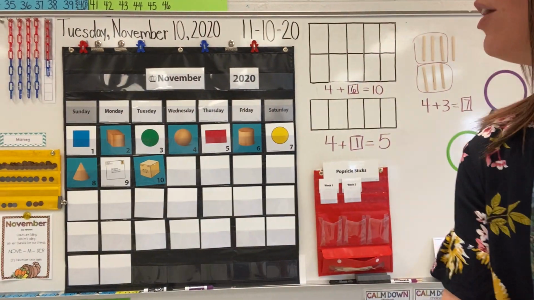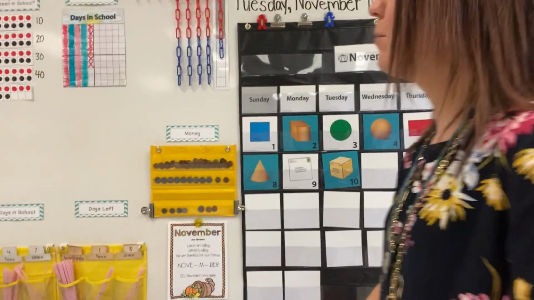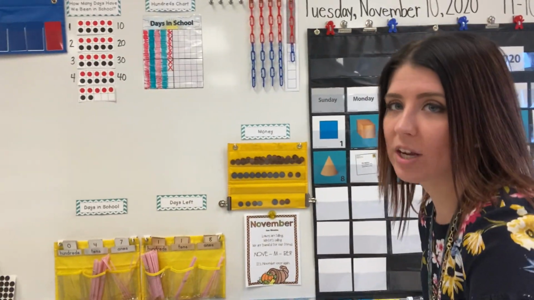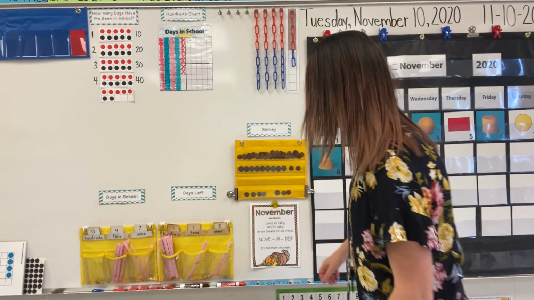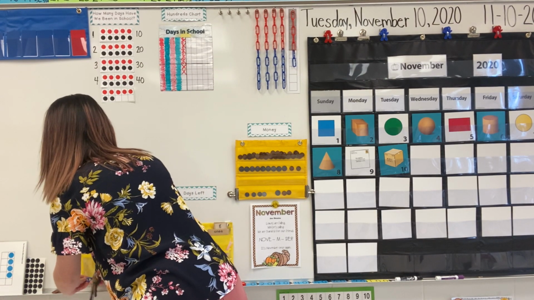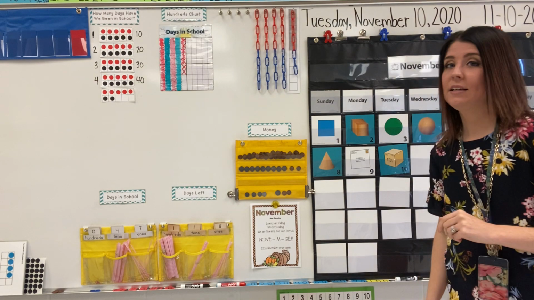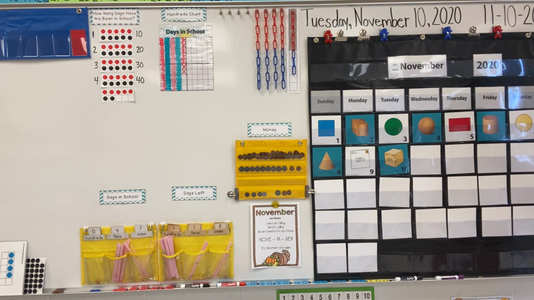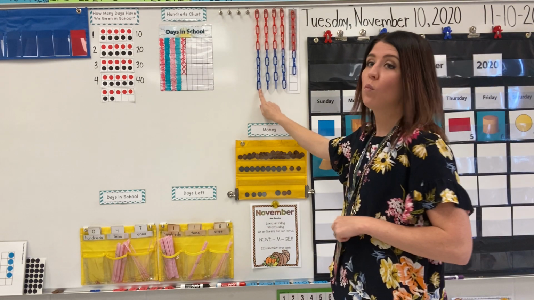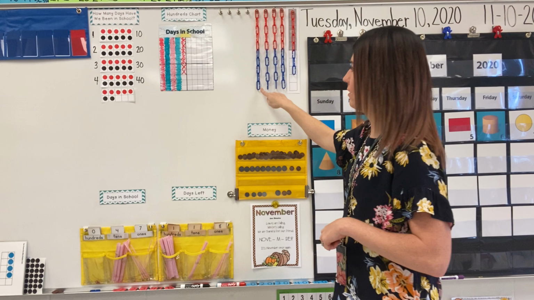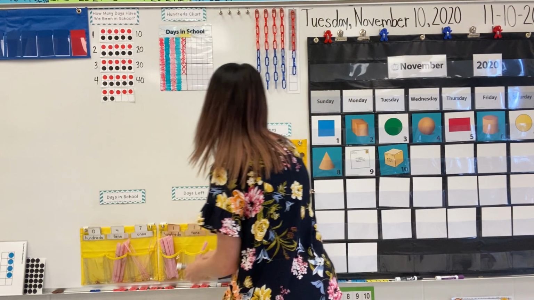All right, now we are only going to look at one way to keep track of our days in school. Let's do the chain links today. I'm going to add a blue chain link. Now, can you look at the chain links and tell how many days you've been in school without even counting? Oh, I think some of you have figured it out. How many are in one of these full chains? So we have 10.